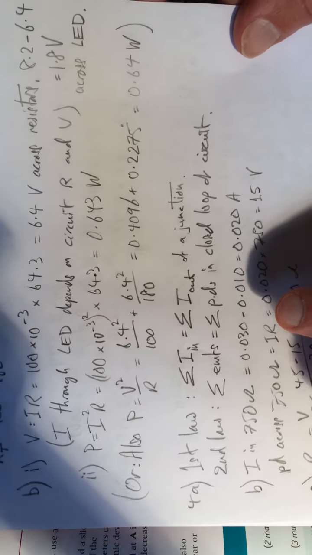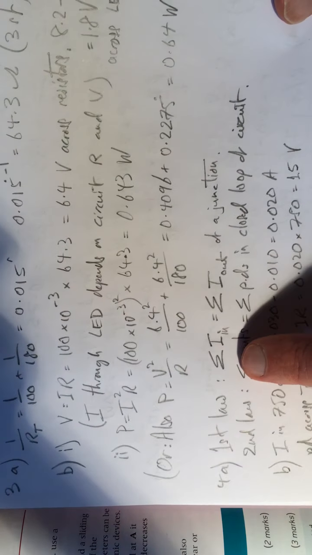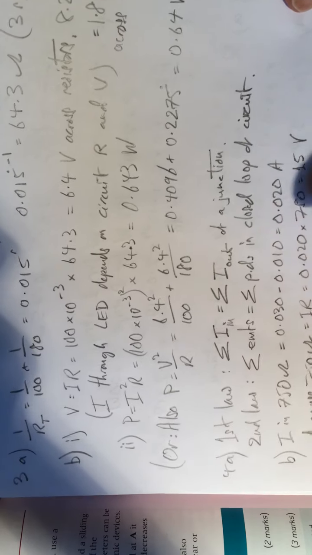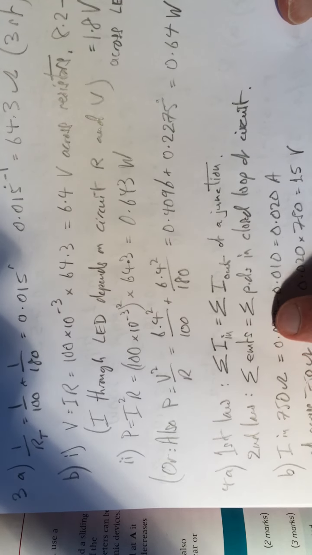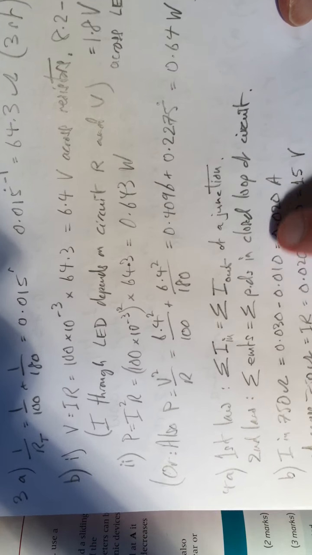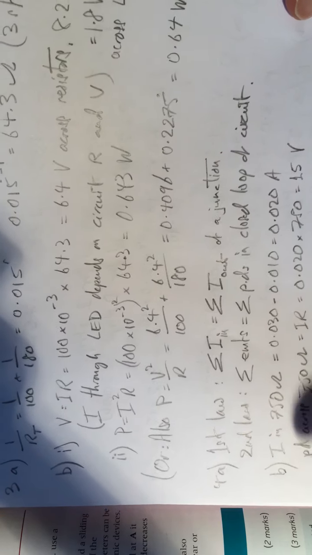Question 4, the two rules. First law: the sum of the currents into a junction is equal to the sum of the currents out. Second law: the sum of the EMFs around a closed loop is equal to the sum of the PDs around the closed loop.